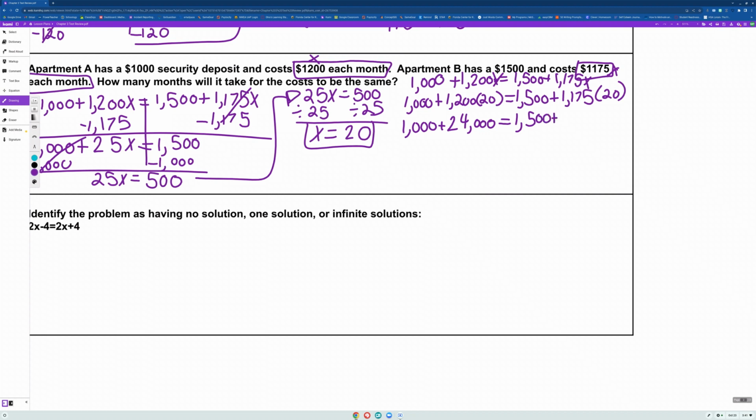And then 1,175 times 20 is going to give me 23,500. So now I'm just going to add on both sides. Once I do that, I'm going to get 25,000 is equal to 25,000. So because these are both the same, I've just proven that x does equal 20.